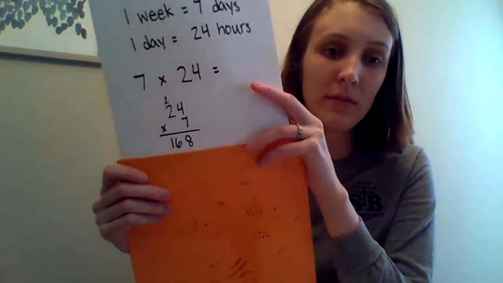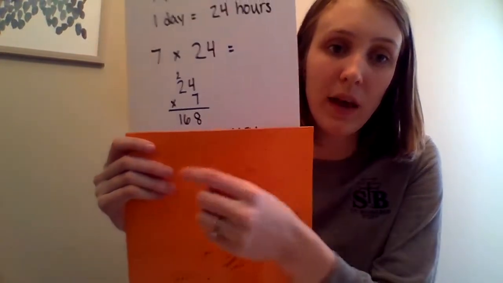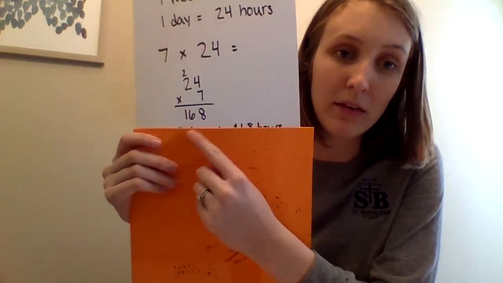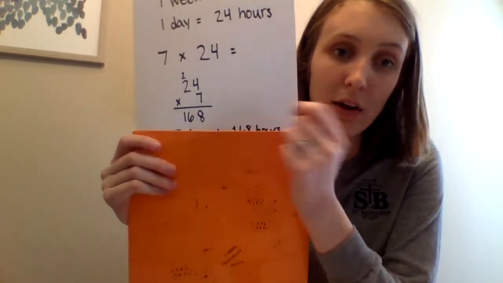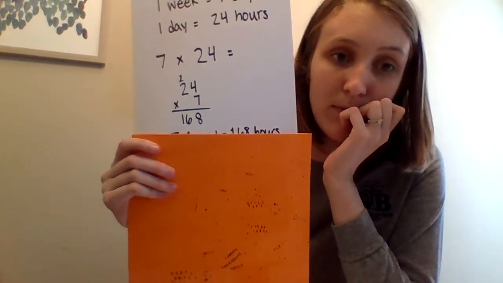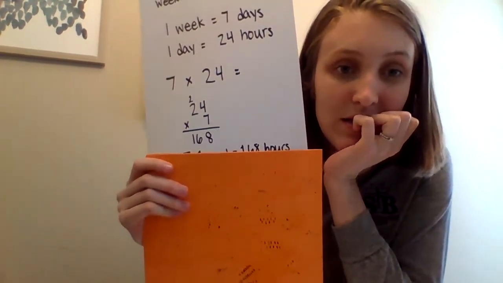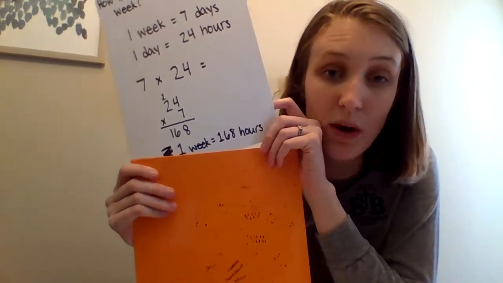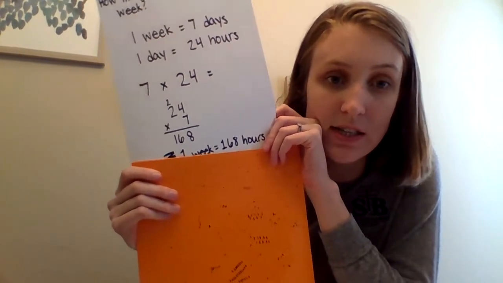Okay, so I wrote it vertically. I did 4 times 7, which is 28. I put my 8 here, carried my 2. And then 7 times 2 is 14, plus another 2 is 16. So the answer is 168. So in 1 week, there are 168 hours.